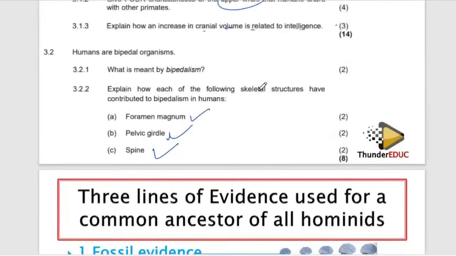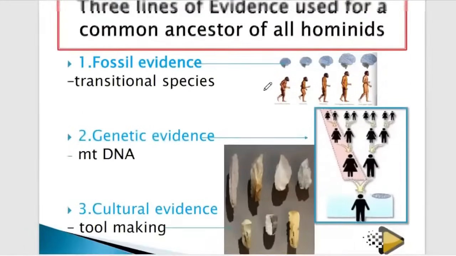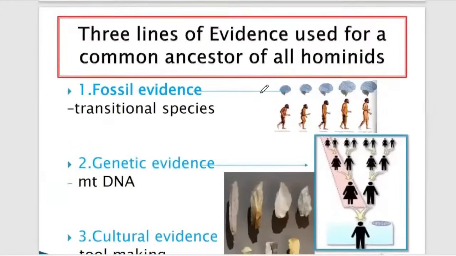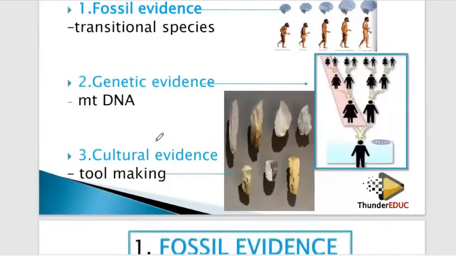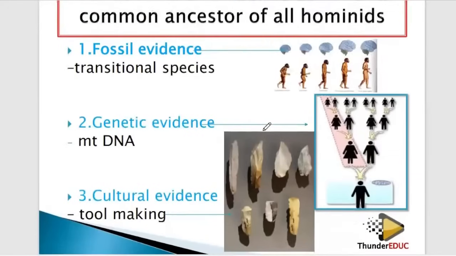You see, so it's a simple thing. Lastly, but not the least, the evidence of hominids: fossil evidence, genetic evidence, and cultural evidence. Guys, when they ask you about the evidences, you don't say mitochondrial DNA. You don't talk about tools. The evidence is genetic evidence. An example of genetic evidence is mitochondrial DNA. The evidence is cultural evidence. An example of cultural evidence is use of tools.